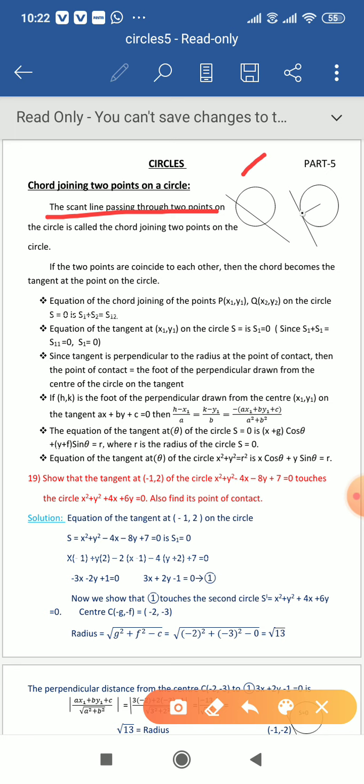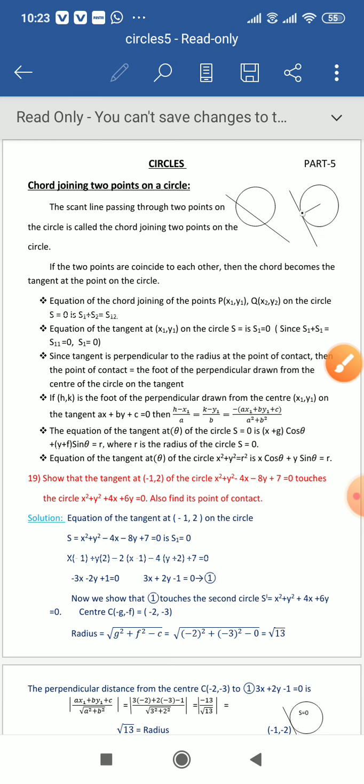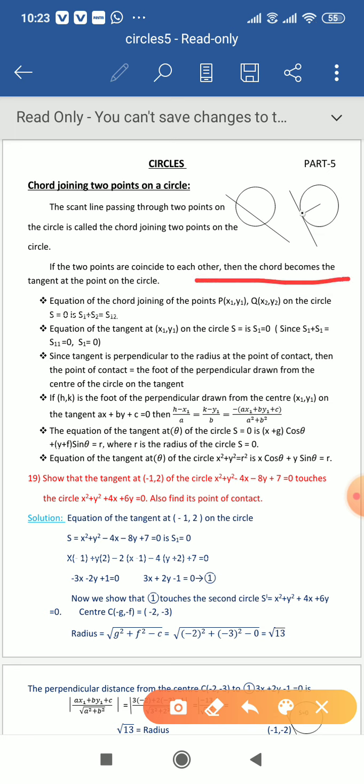If the 2 points coincide with each other, this is one point and this is another point. If these 2 points coincide at this point, then that chord becomes the tangent at the point on the circle. You see, this is the tangent of this circle. If the 2 points coincide, then that chord becomes a tangent.